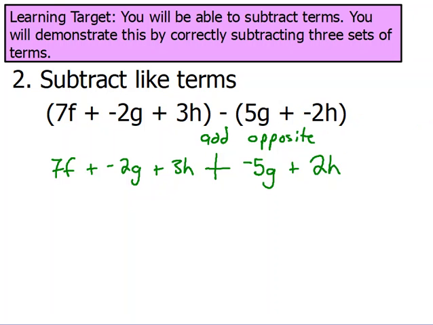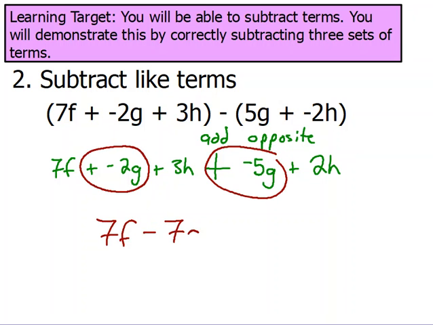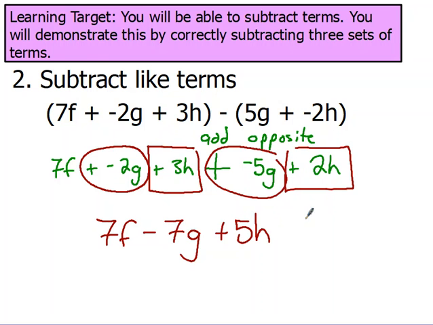And now we're going to group it like we did on the last one. So the 7F is forever alone. The minus 2G and the minus 5G can make minus 7G. And the 7H and the 2H can make 5H's.